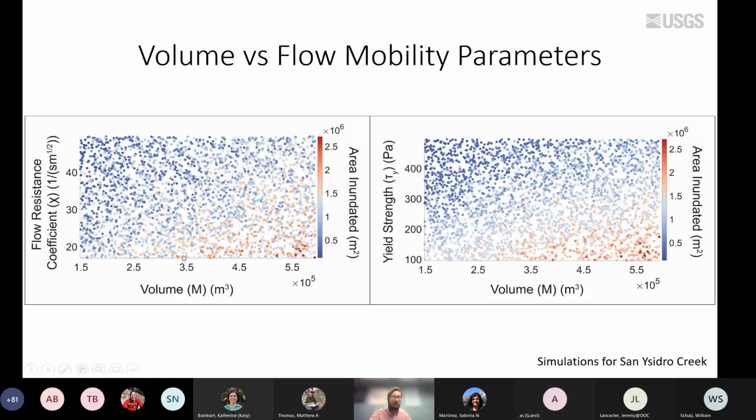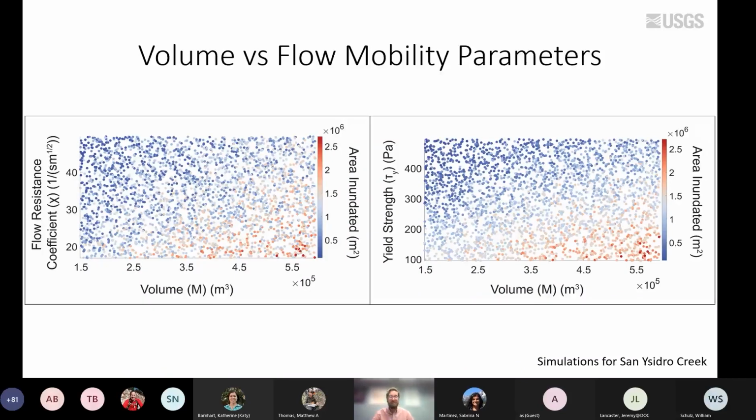We can move up the y-axis, and we see, once again, there's a decently wide range of areas inundated by the model. So this suggests that it's really important to have a well-constrained input volume before running a simulation, because the volume, in essence, acts as a third flow mobility parameter. And if you don't have any of these parameters constrained, it can be very difficult to constrain the remaining.